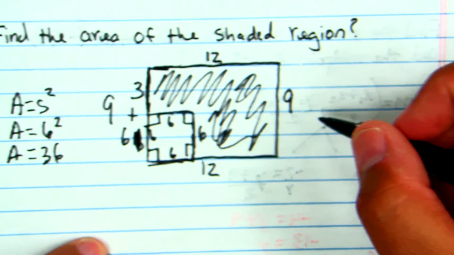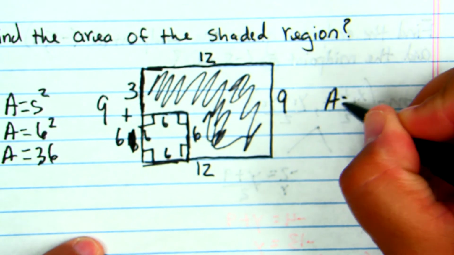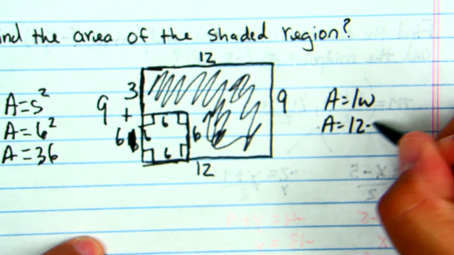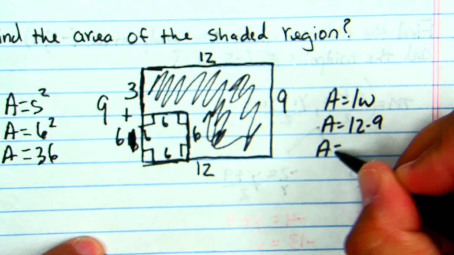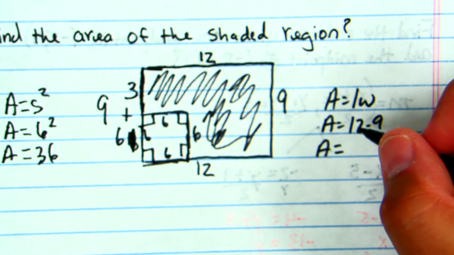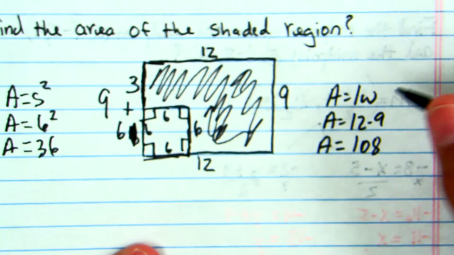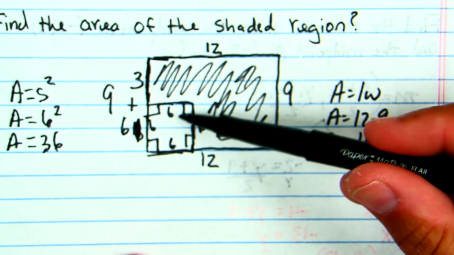And so the area of a rectangle is A equals L times W, or A in this situation would equal 12 times 9. A equals 108.